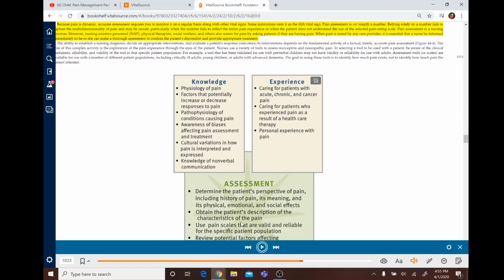So, if the physical therapist, who is not the nurse caring for the patient, asks, do you have any pain, and the patient says yes, they should tell the nurse immediately so the nurse can take care of it.